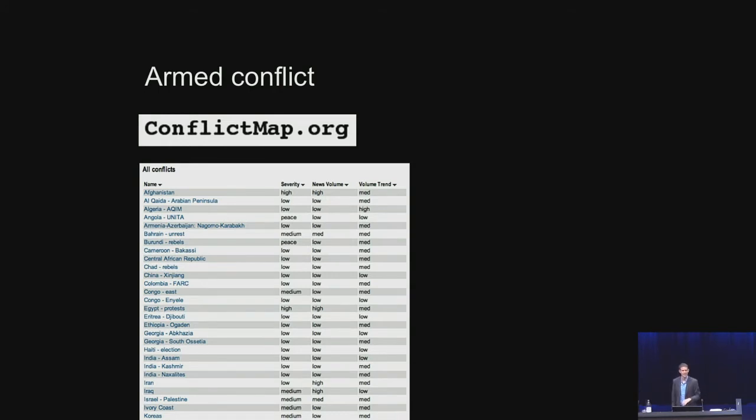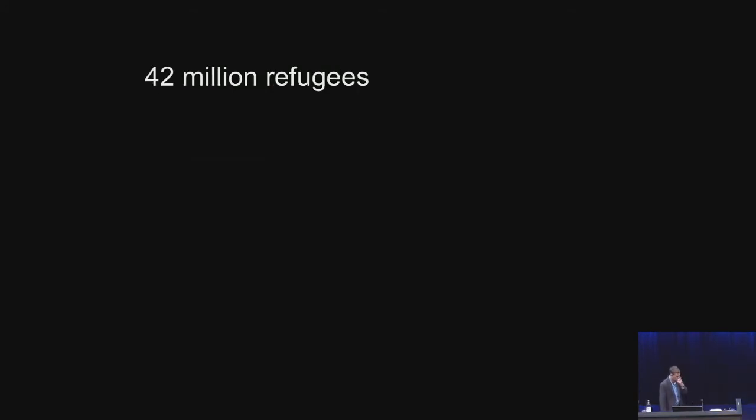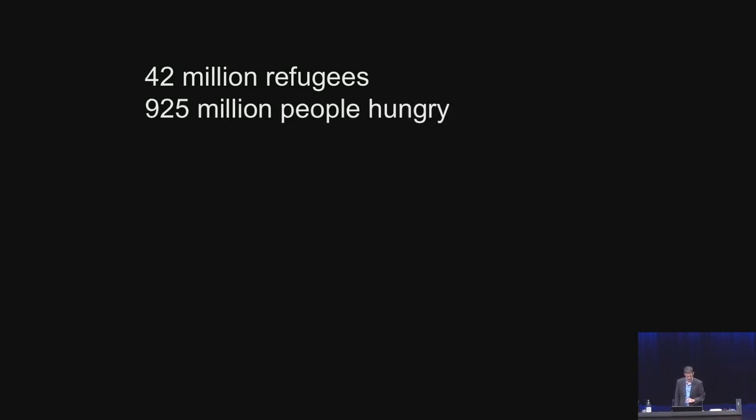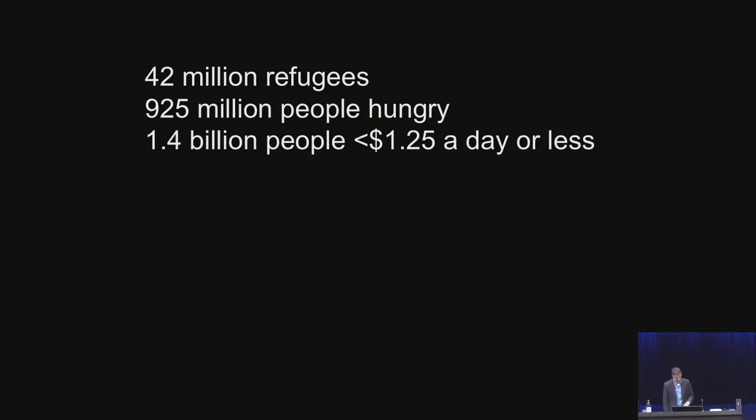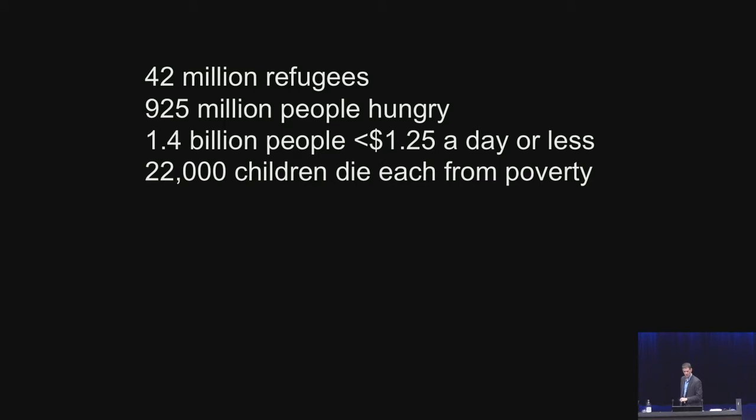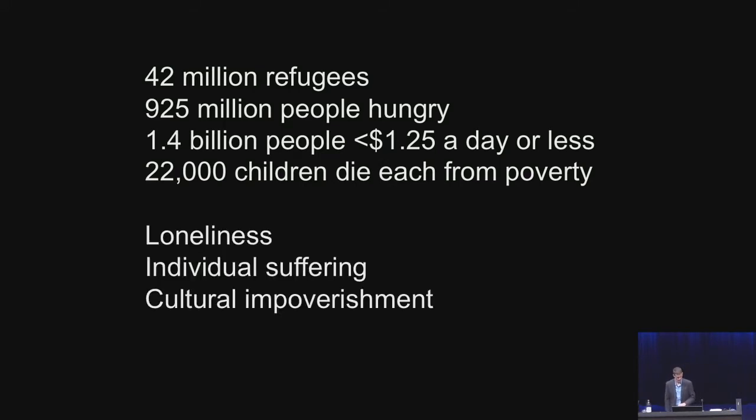I'm going to depress the hell out of you, aren't I? I will turn the corner on you. Refugee crisis: almost 100 million people hungry, always hungry. When was the last time? No, I'm not even going to ask that question. 1.4 billion people living on less than $1.25 a day. 22,000 children die each day from poverty, loneliness, individual suffering, cultural impoverishment.